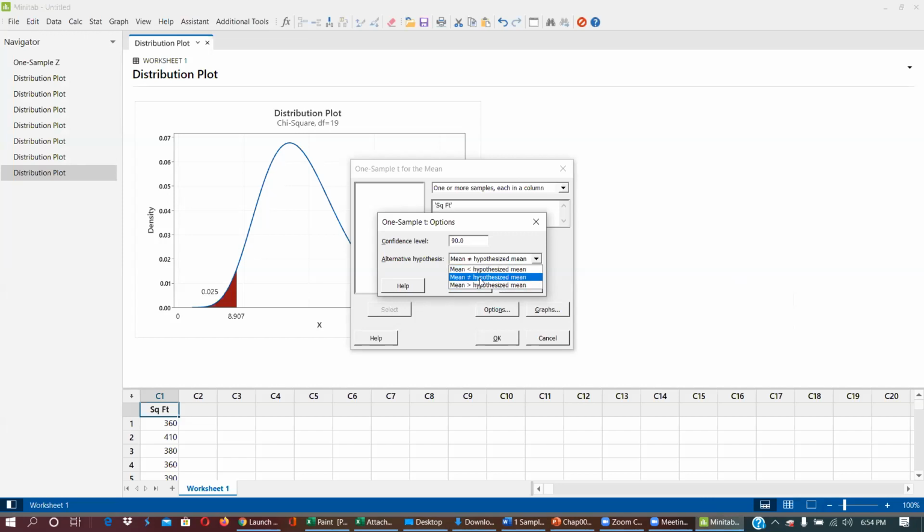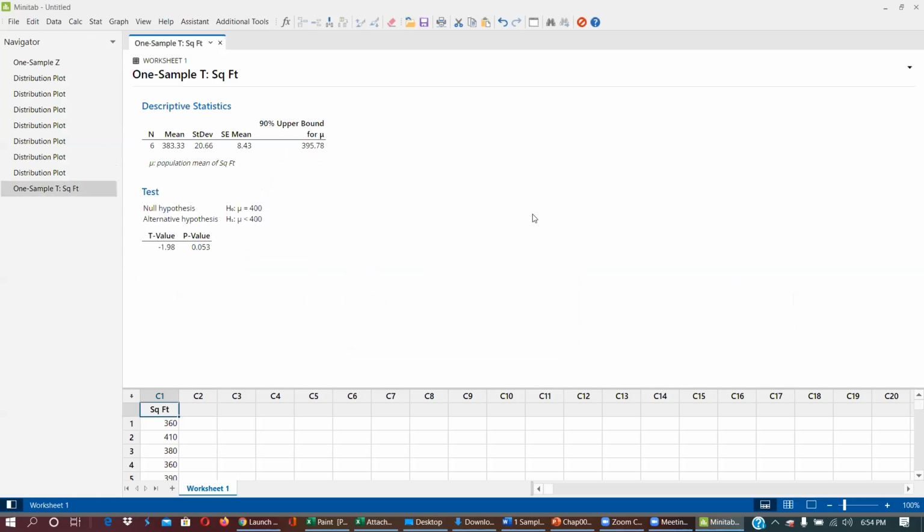Not equal. And not equal says it is not close to 400. But he is claiming it gives 400 or more. So the alternative is this, because we are checking he is claiming it gives more than 400 square feet, I think, per gallon. Now let me do it. Now your conclusion.